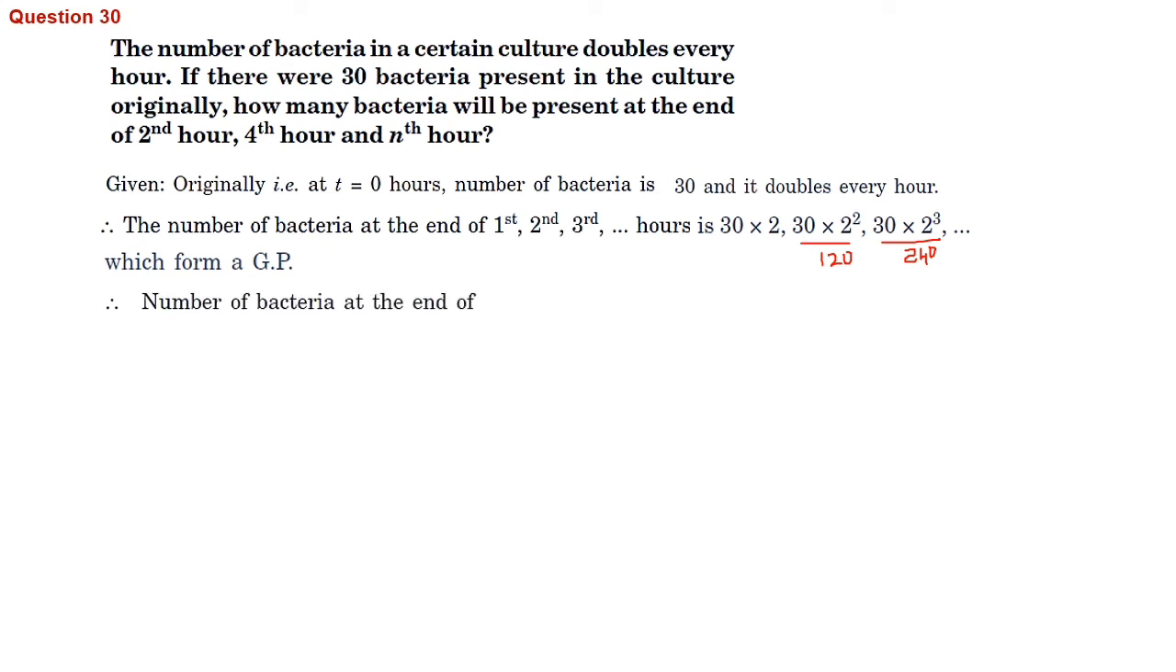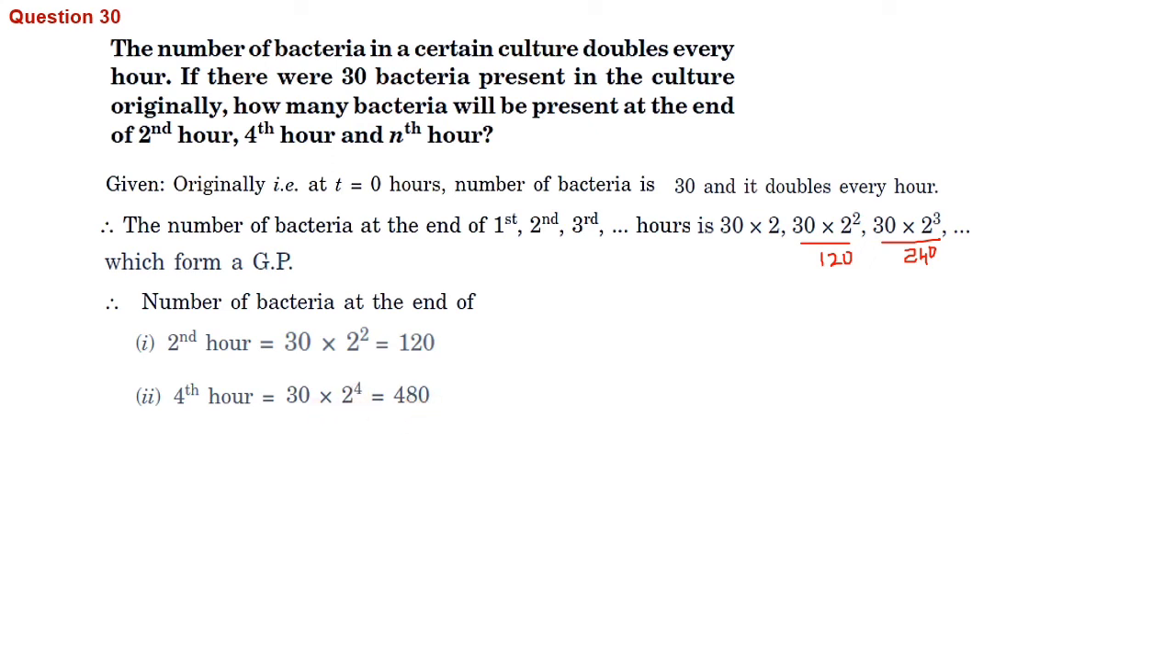The number of bacteria at the end of, here we have to write, the end of second hour, fourth hour and nth hour. So at the end of second hour, we know that it is 30 into 2 square. That means 120. That we have multiplied and kept here. At the end of fourth hour means 30 into, now we know the rule, the time is on the power of 2. So 2 power 4. 2 power 4 means 480 will be coming. 30 into 2 power 4.